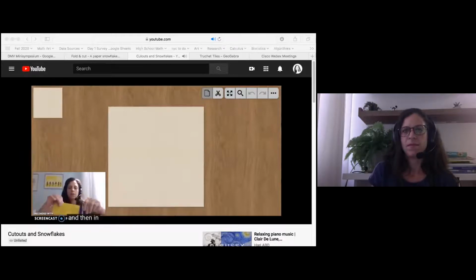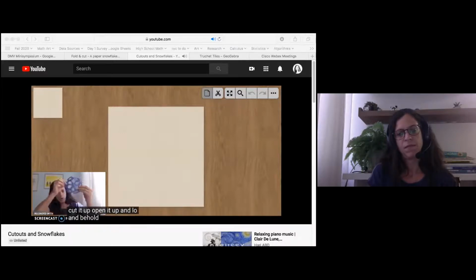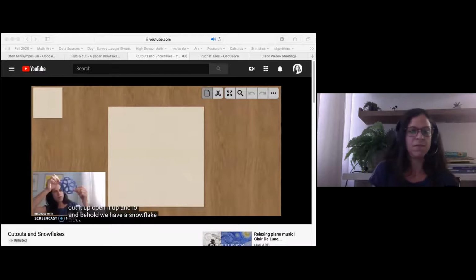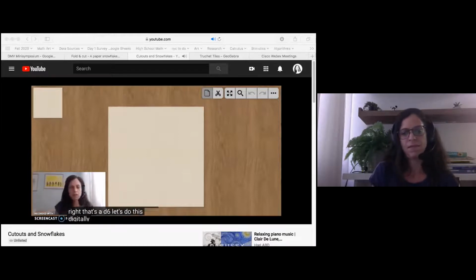and then in thirds, and then in half. Okay, so that's going to give us, right, 2 times 2 times 3. That's 12 regions. Cut it up, open it up, and lo and behold, we have a snowflake, right? That's a D6. Let's do this digitally.